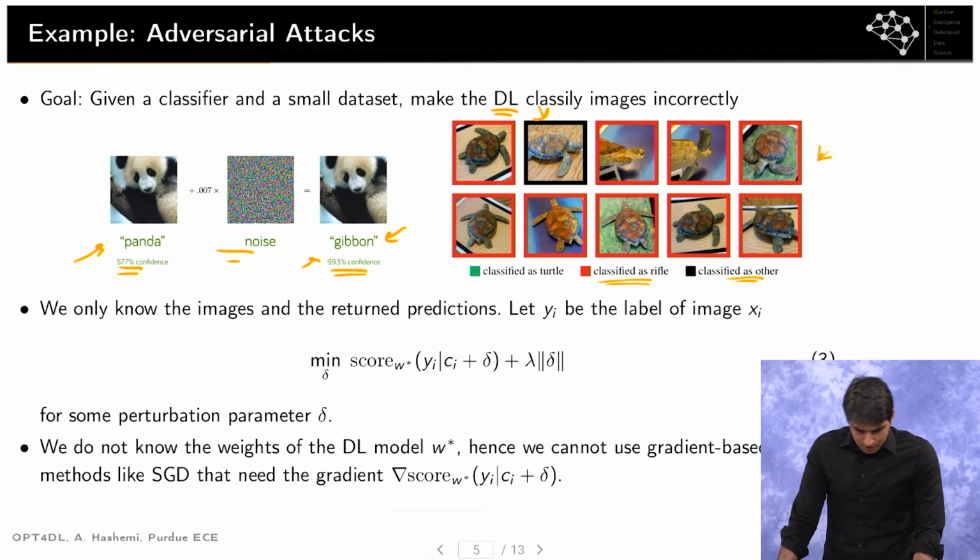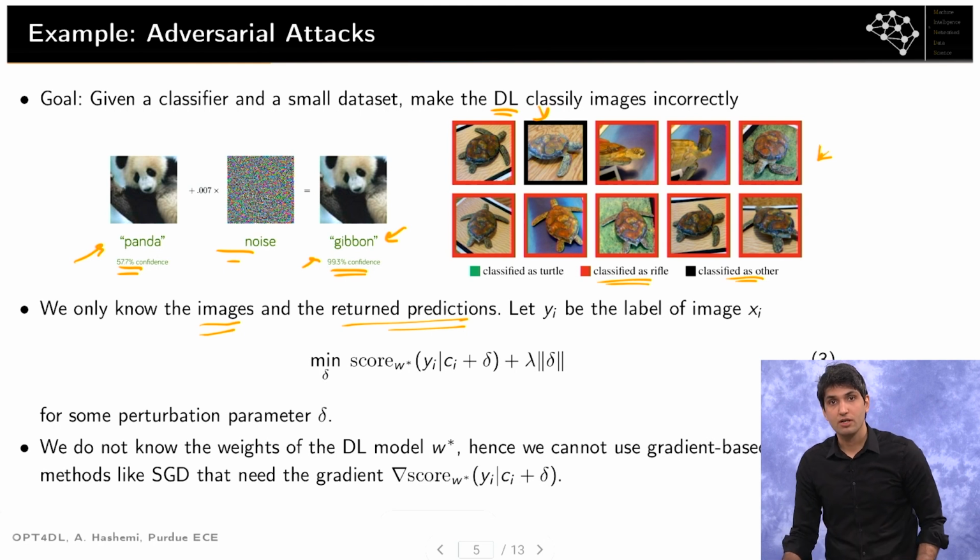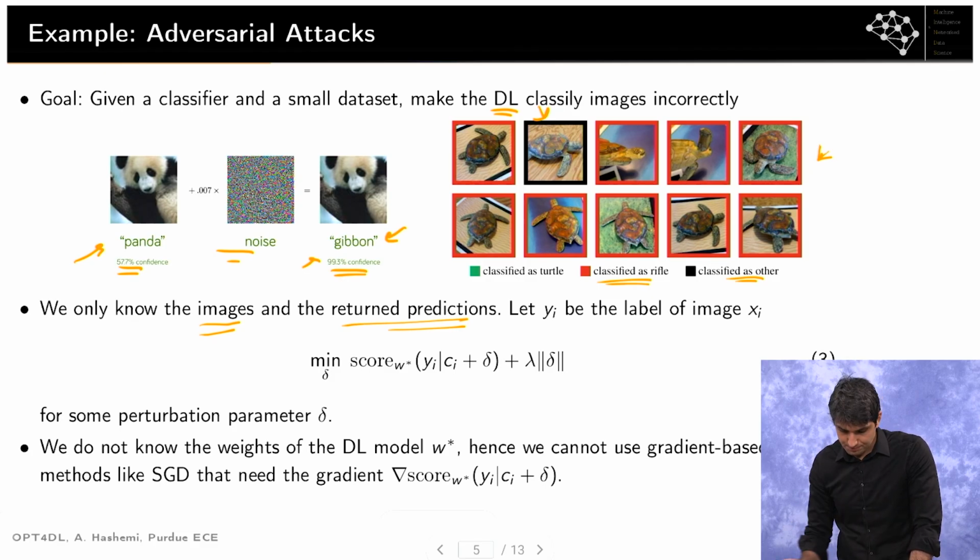A little bit more mathematically, let's see what is a simple problem that the adversary aims to solve. The adversary, let's say, only has access to some images and the returned prediction of a model. So the adversary can interact with the model and has access to some images. But it is crucial that it doesn't know what the model is, or what the architecture is, or what the parameters are. It doesn't know anything about that.